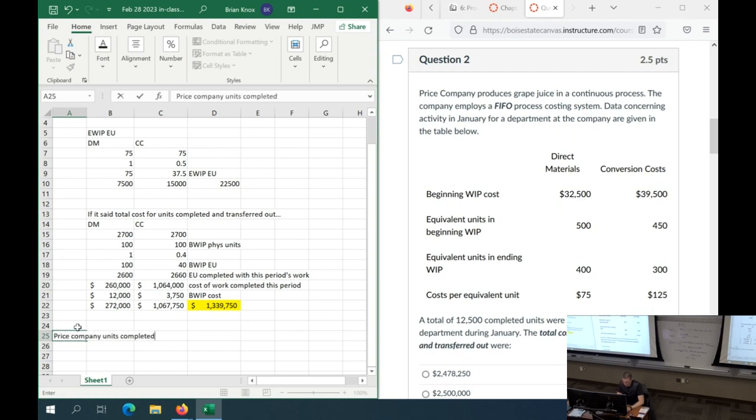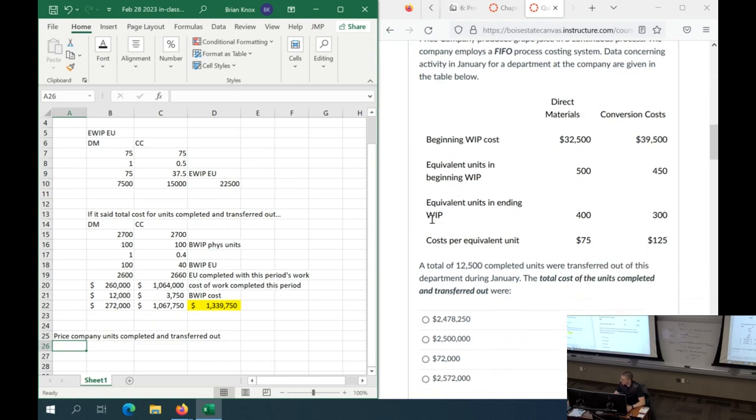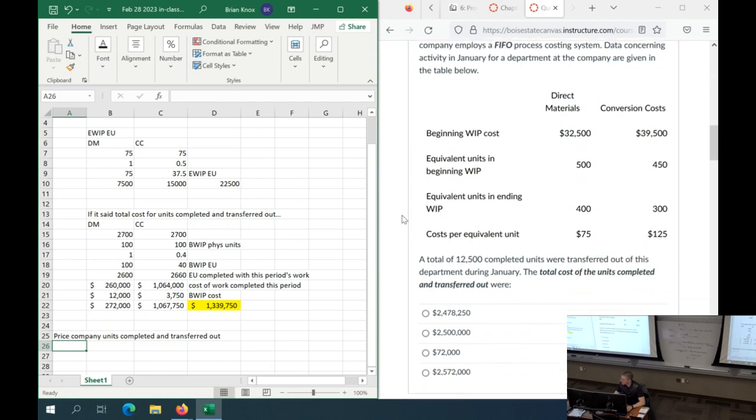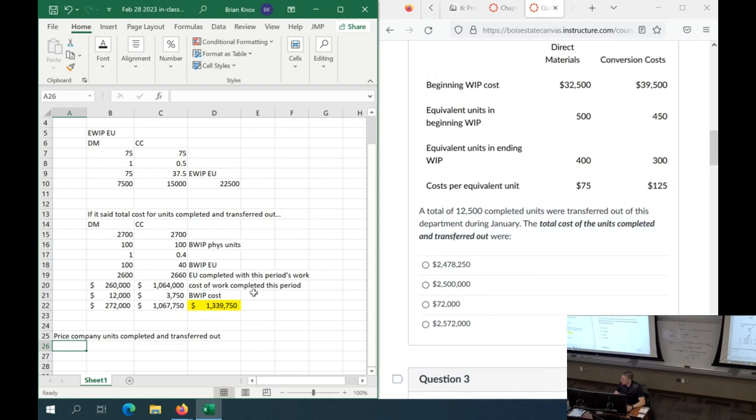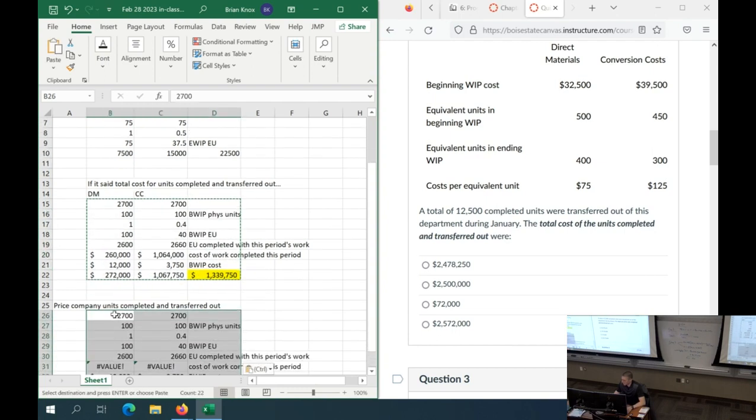Units completed and transferred out. I think we did this one last week. We did this one last week? This very same one? Okay. Well, then let's just copy over some things. I think we'll be okay. So we have 12,500. I'll be very brief through it then.